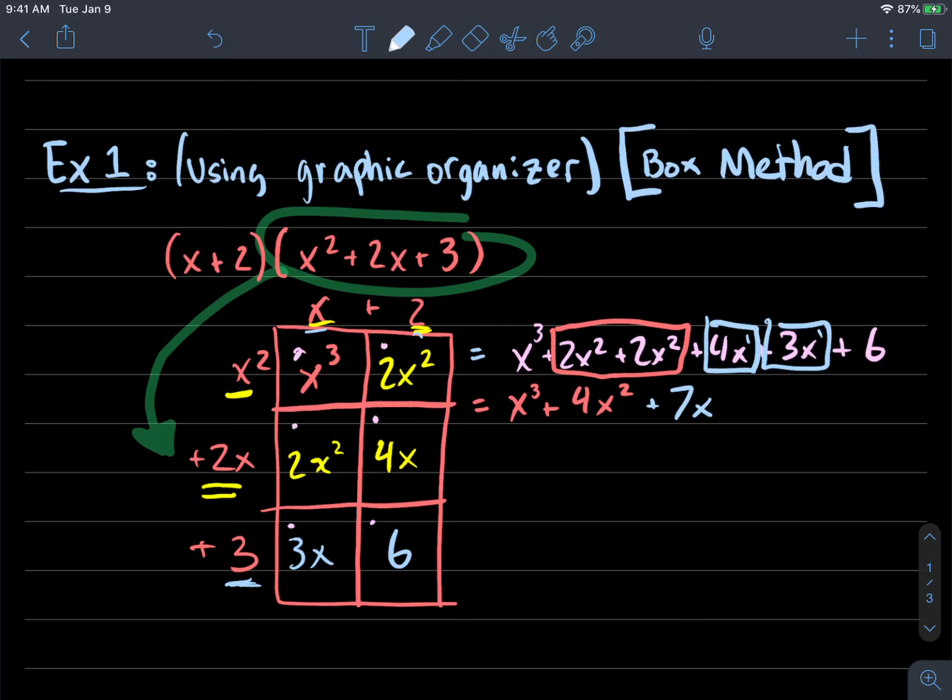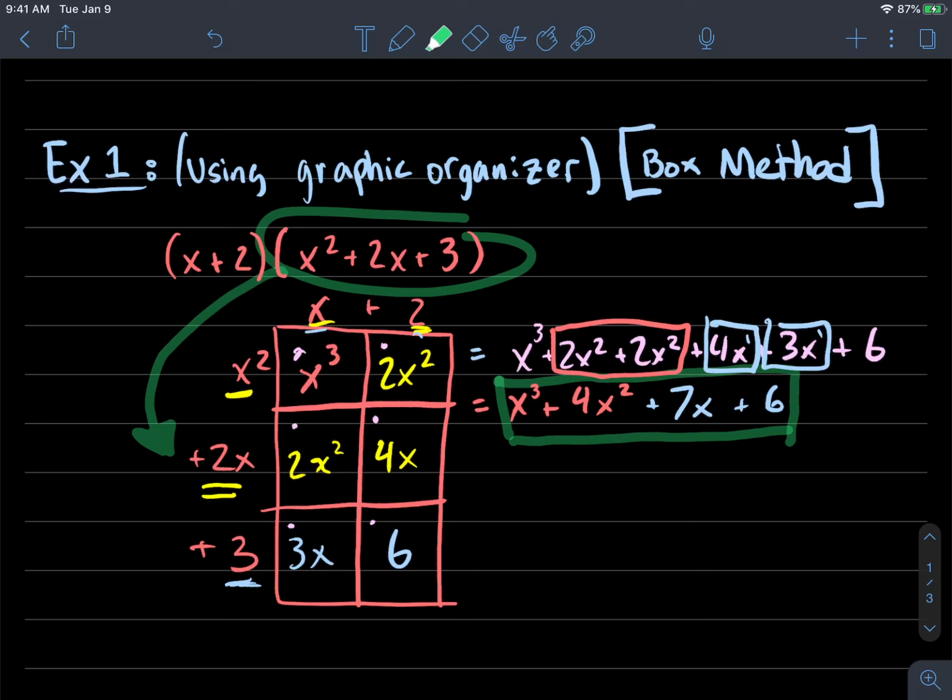And then are we doing anything to our constant term? Nah, there's no other constants. So we're just going to bring that straight down right here. And we're done. This is our answer. I don't know why I switched colors, but I did. And this is our answer. We're going to have x cubed plus 4x squared plus 7x plus 6.